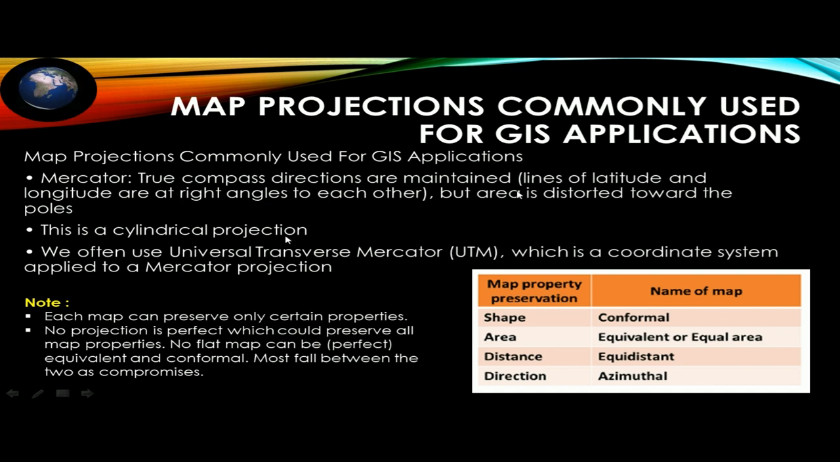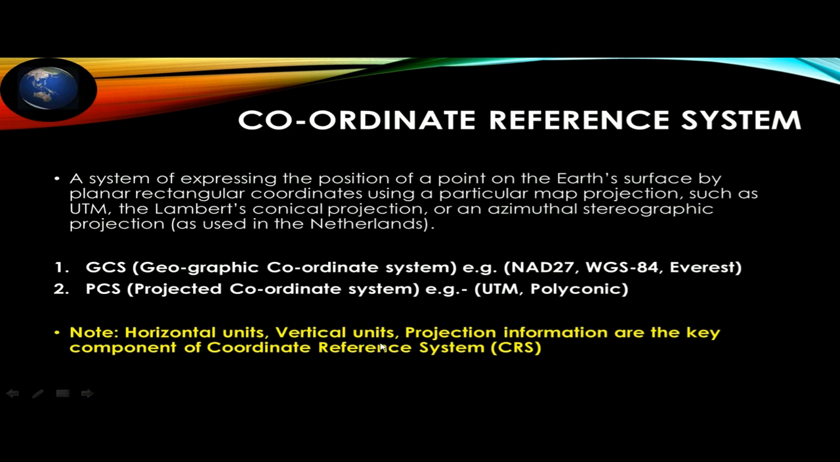This is cylindrical projection. We often use Universal Transverse Mercator, UTM, which is a coordinate system applied to a Mercator projection. As I have told, what map properties can be preserved and what their names are, I have mentioned again in this slide. Then the coordinate reference system. In general, we have two coordinate reference systems: one is GCS, which is the geographic coordinate system, and one is the UTM zone. In general, the GCS is like on the globe, which I generally take from a map.